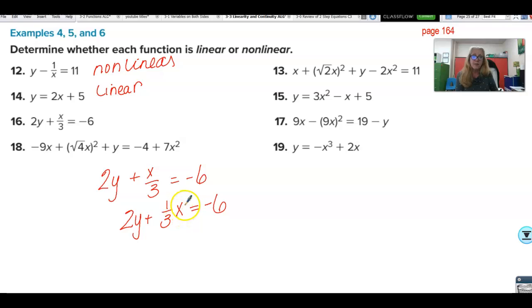This x is to the first power. If it had been in the denominator, it would have been to the negative 1 power. But because it was in the numerator, it's to the positive 1 power. And that's what we want for linear.